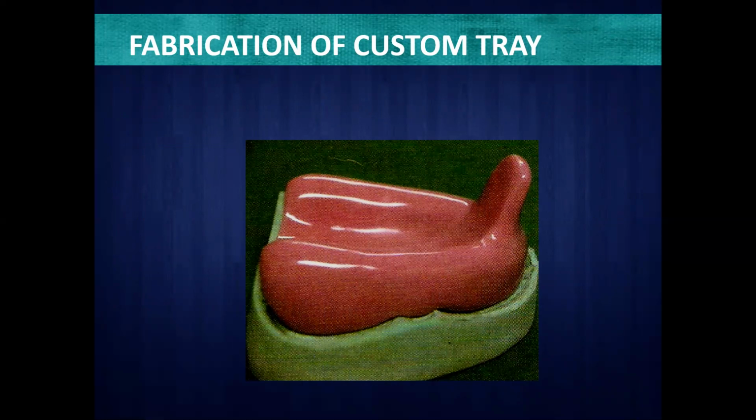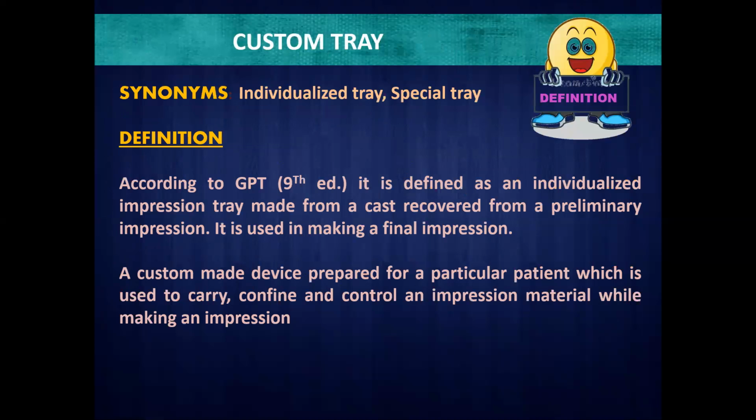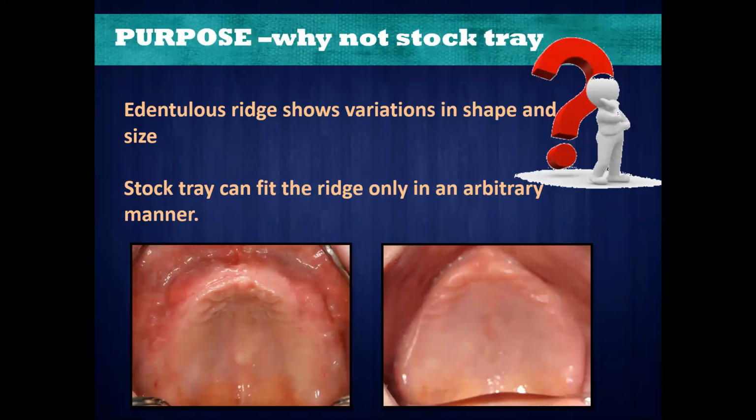Now, coming on to the fabrication of custom tray. What do you mean by custom tray? According to GPT, it is defined as an individualized impression tray made from a cast recovered from a preliminary impression. It is used in making a final impression. Also, it is known as individualized tray or special tray. So basically, a custom made device is prepared for a particular patient, which is used to carry, confine, and control an impression material while making an impression. So these are the three C's related to the custom tray: carry, confine, and control.